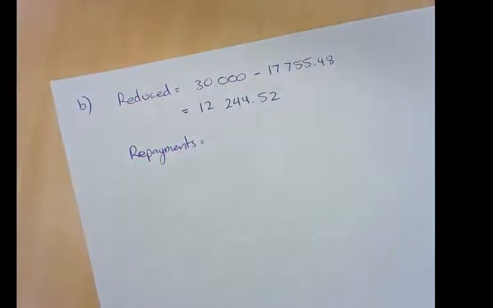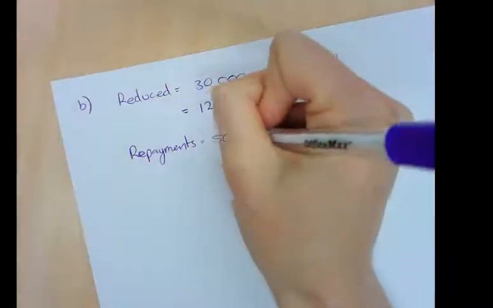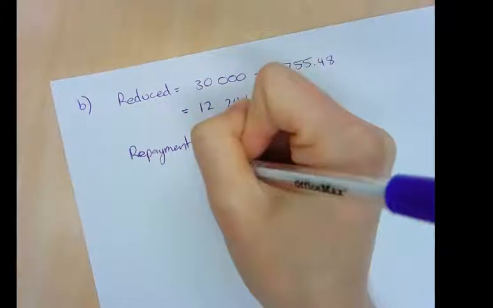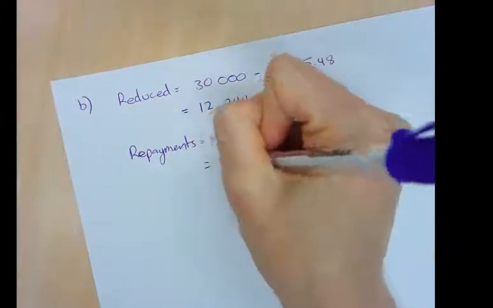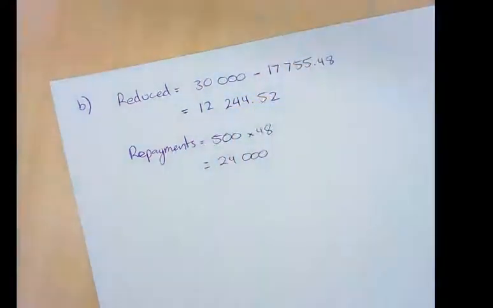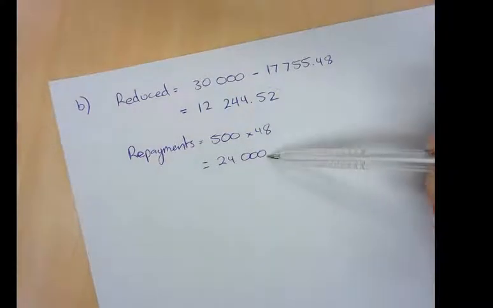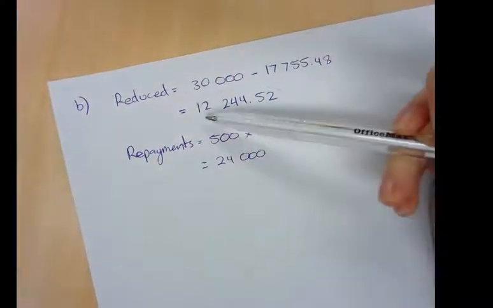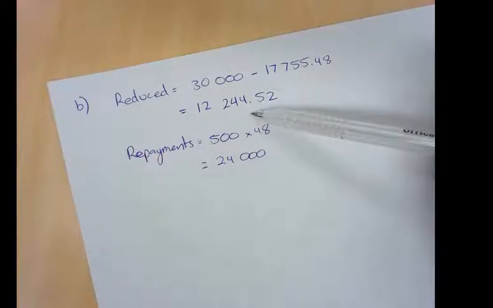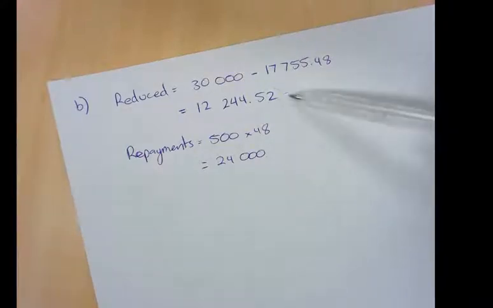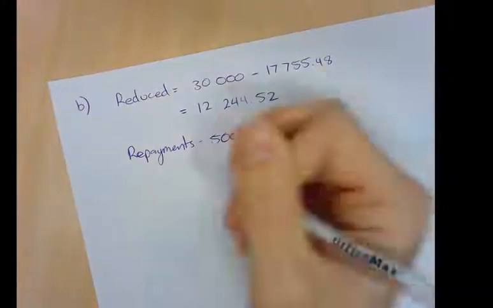So every month we've paid $500, and we've done that for 48 months. So 500 times 48, and that'll give us $24,000. So even though we've paid $24,000, our loan's only been reduced by $12,244.52. So that means everything else, the difference between those, is all the interest that we've paid back.